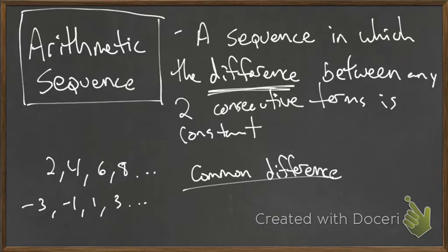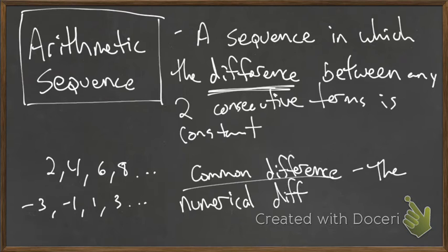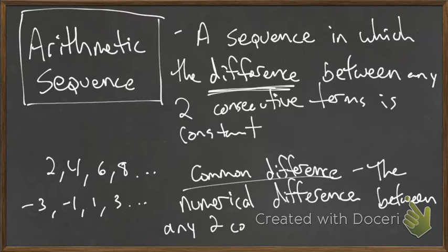And that would be the numerical difference between any two consecutive terms. And we'll say like D equals, meaning the common difference is. All right, so those are things.